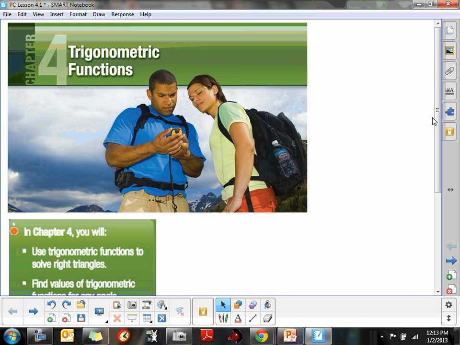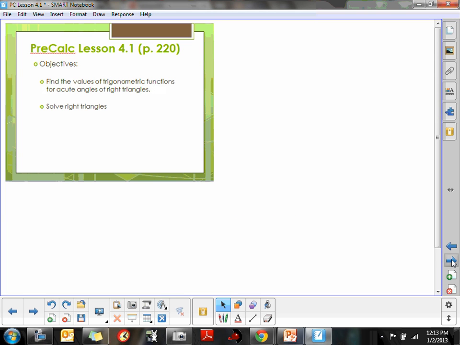Trig, as you can probably figure out from the word itself, is we're going to be studying the measures of triangles, so both side and angle measures. In our first lesson, 4.1, there are primarily two things that we're going to look at. One of them is to find the values of trig functions for acute angles of right triangles, and the second thing is to use that information to help us solve right triangles. So the first thing is getting comfortable and acclimated with the trigonometric functions and the definitions of a trig function and the triangles, and then we're going to use that information to help us solve right triangles.